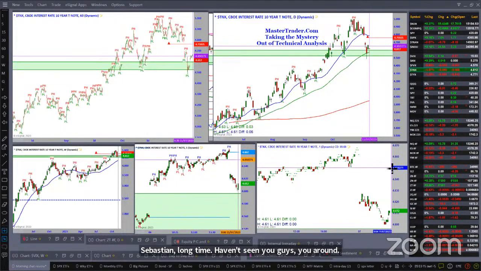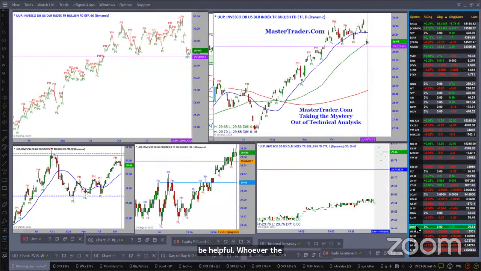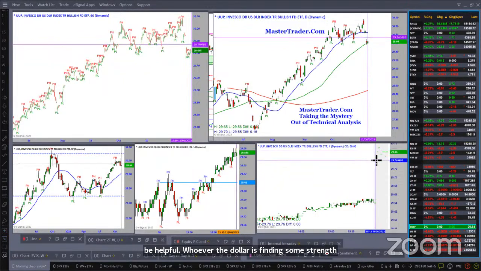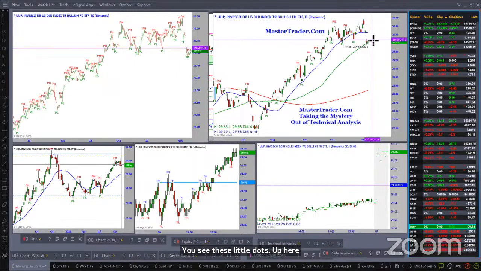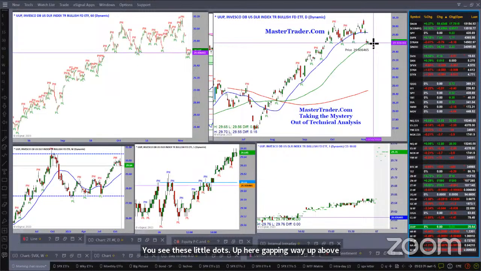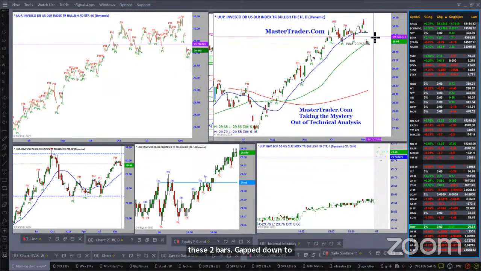How you doing, buddy? So interest rates down should be helpful. However, the dollar is finding some strength here. You see these little dots up here gapping way up above these two bars where it had gapped down to the rising 50 MA and these pivots.